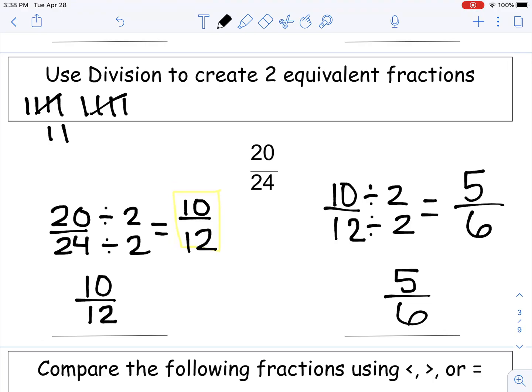Okay? Another strategy, you could go back to 20 and 24 here and do a different number besides 2. For example, I know when I skip count by 4s, 4, 8, 12, 16, 20, 24, you could have used 4 as well. So you're going to have some options with this, okay?